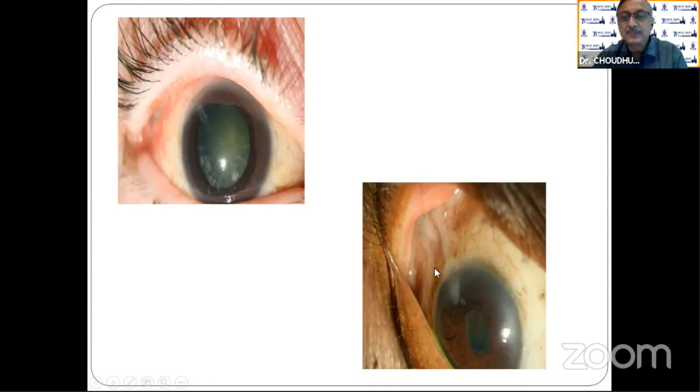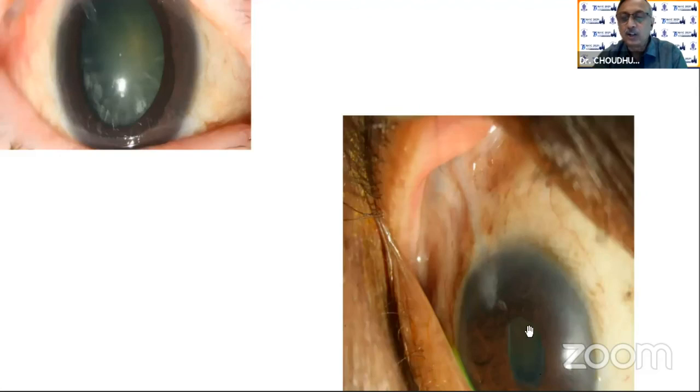This is another case where, obviously, what I was telling you, there is corneal touch. You can see the corneal touch and lots of posterior synechiae here after the uveitis is there. So these things happen.